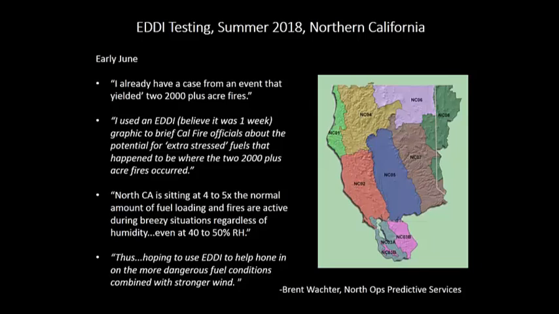But this was from early June, right when he started looking at the EDDI, and so he said he already had 2 cases from an event that yielded 2,000-plus acre fires. And so he was looking at the shorter time scale EDDIs, the 1 week, briefing CAL FIRE, using this as a tool to brief CAL FIRE for potential for extra stressed fuels, and locations where those EDDI hotspots happened to be were where those fires occurred.